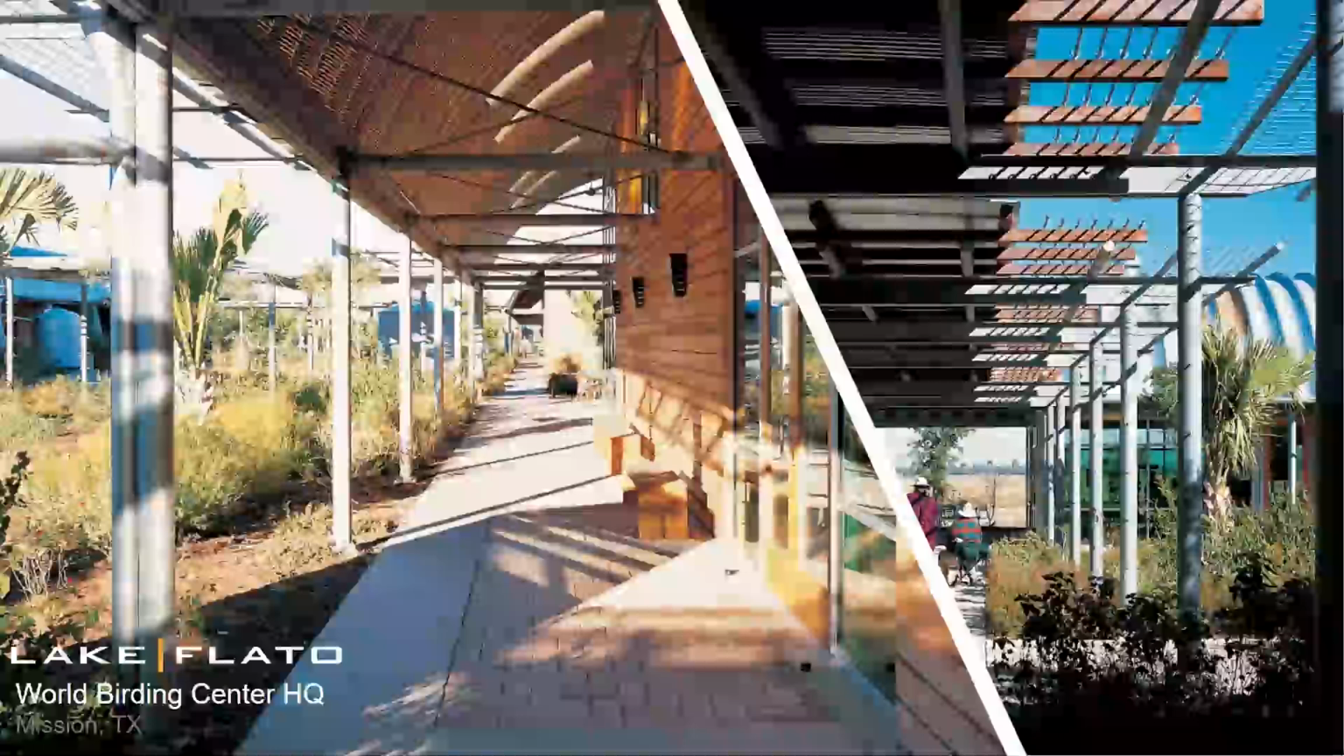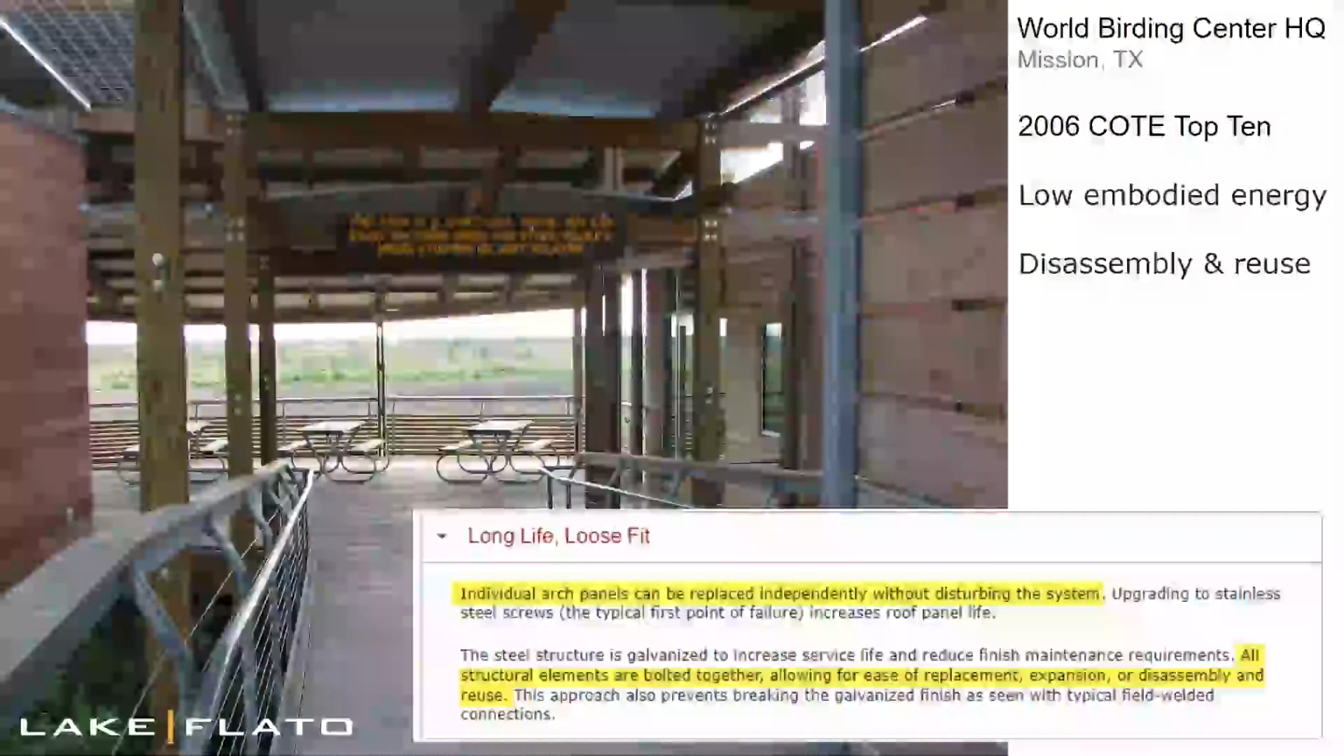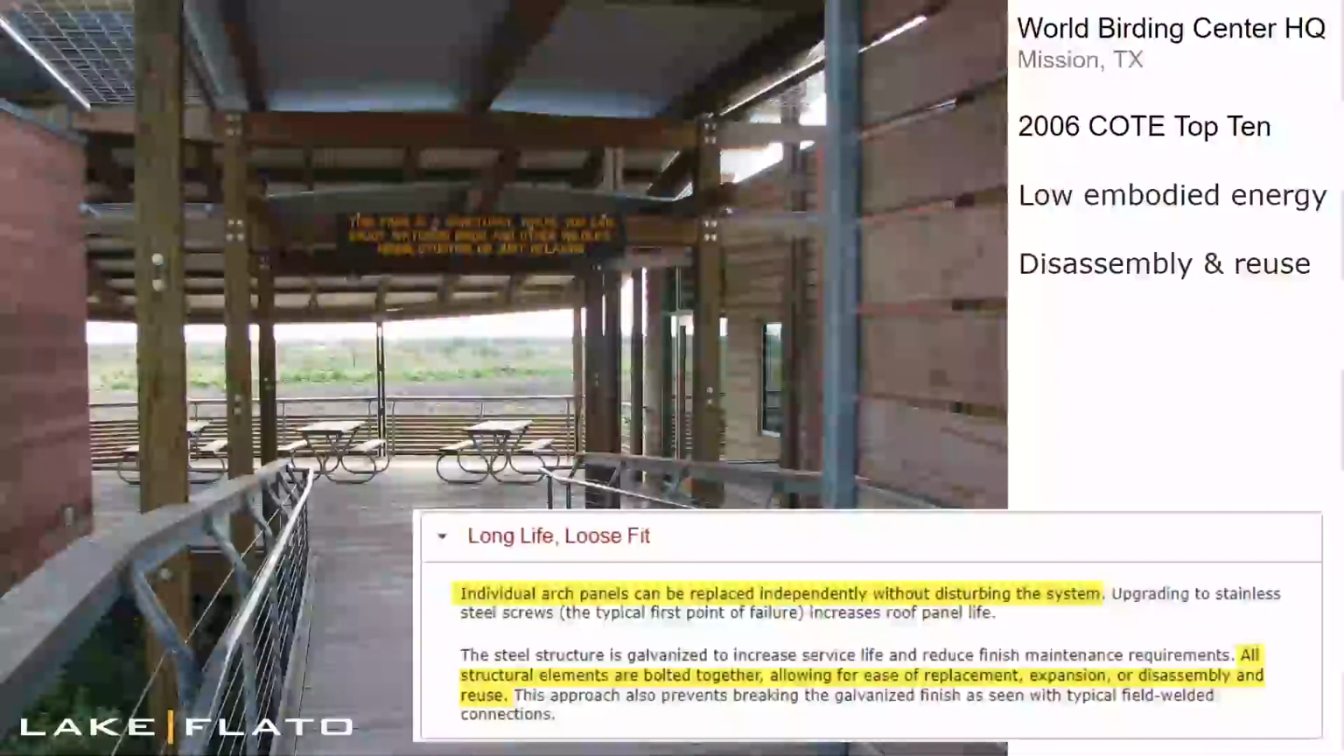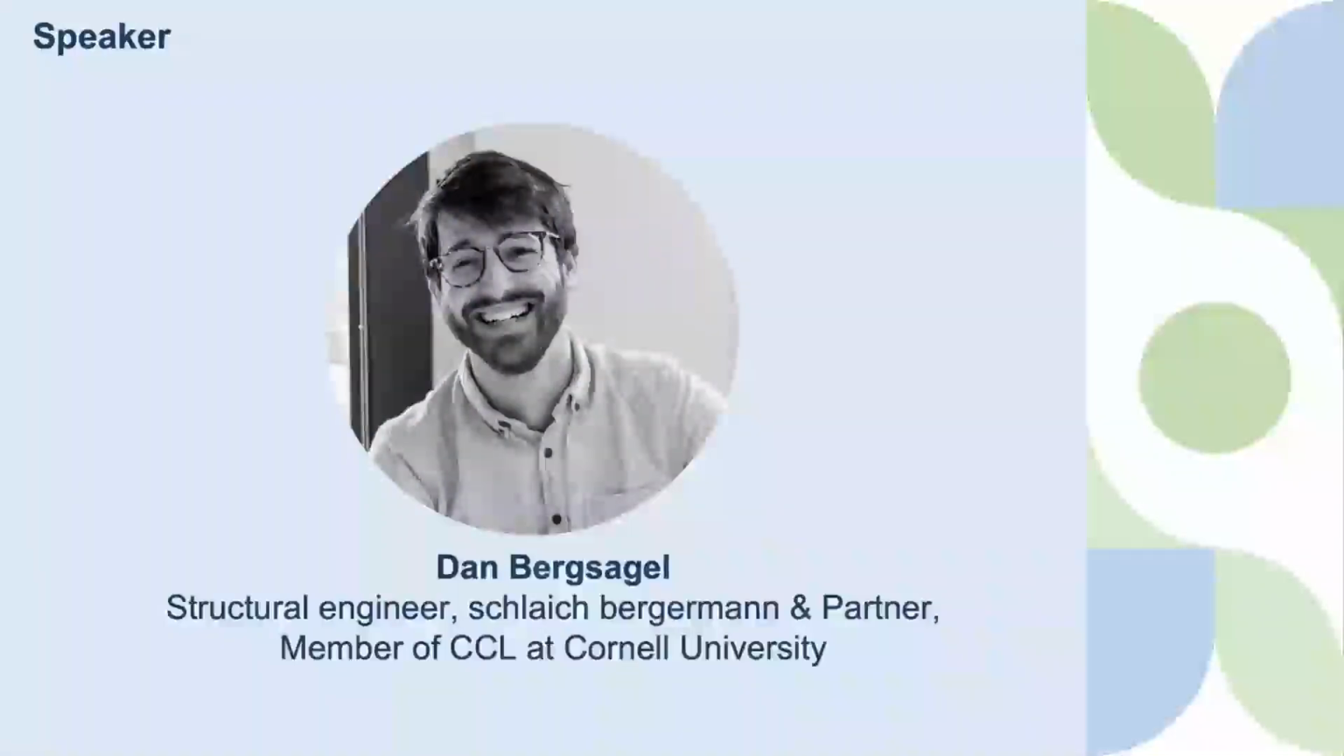Next slide. And then this is the final project. I believe this is one of our COTE Top 10 awards, and I must have given Fred old information because we're now up to 16 COTE Top 10 awards. This one won the award in 2006. Next slide. And in the AIA description on the website, it talks about this building being designed for deconstruction and disassembly, and notably low embodied energy. So nearly 20 years ago, we're calling it low embodied carbon now, but Lake Flato has been really making big commitments in that area for quite some time. Next slide. That's it for me. Thanks.